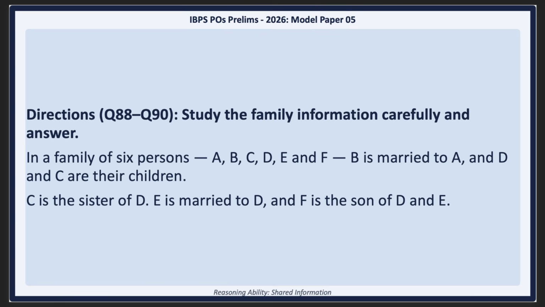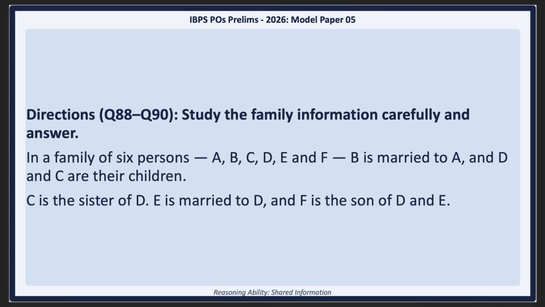The statements tell us B is married to A. They are the parents, but we don't know their genders yet. They have 2 children, D and C. We are told C is the sister of D, so C gets a minus sign for female. Makes sense. Next, E is married to D. And finally, F is the son of D and E, giving F a plus sign. Once that simple tree is drawn, the questions are rapid fire.